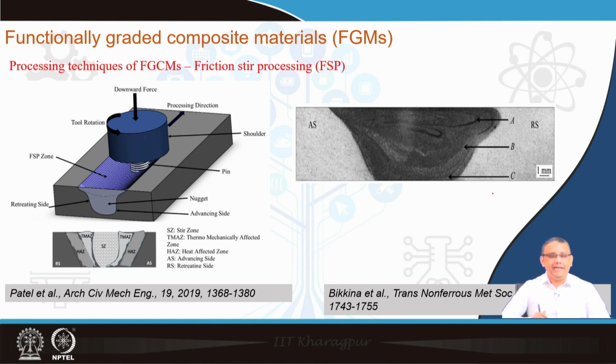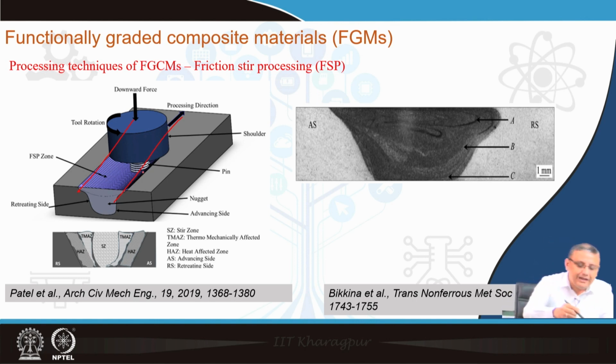So, what we do typically here is that first a groove is made. You take a metallic component, maybe an aluminum block or whatever, and in that you first create a groove. Then in that groove we pour the ceramic powder or the powder mixture, and then we use a tool, a very precise tool, and this tool rotates at a very high speed as it traverses from one side to another.